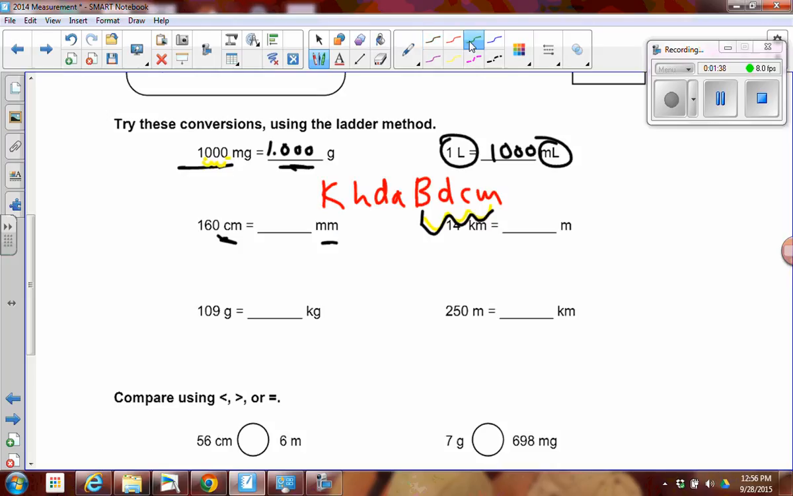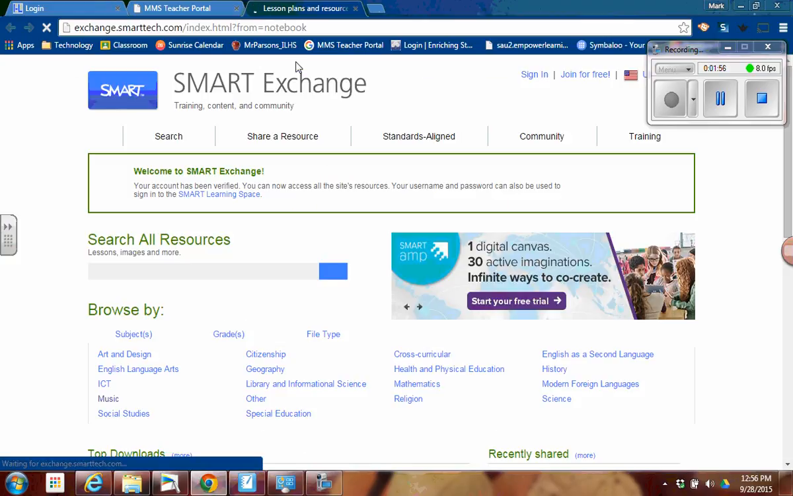Starting from here and going right here. So centi to milli means that it becomes 1,600. And then kilo to meter. Kilo is here. Meter would be, oh, I messed that up. Let me try that again. Wrong button.